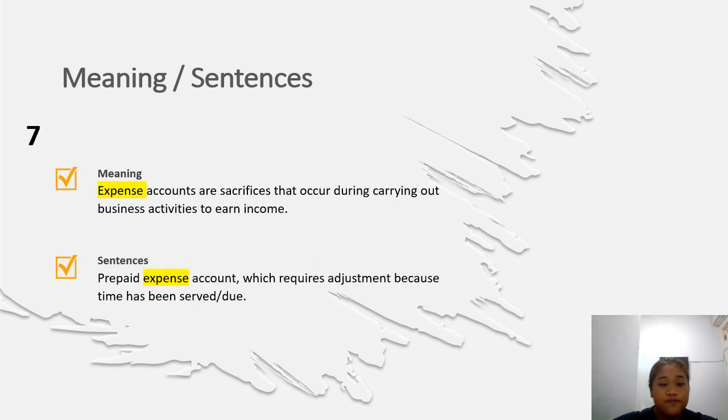Next, number 7. Expense account or sacrifice that occurs during carrying out business activities to earn income. Sentences: prepaid expense account, which requires adjustment because time has been served or due.